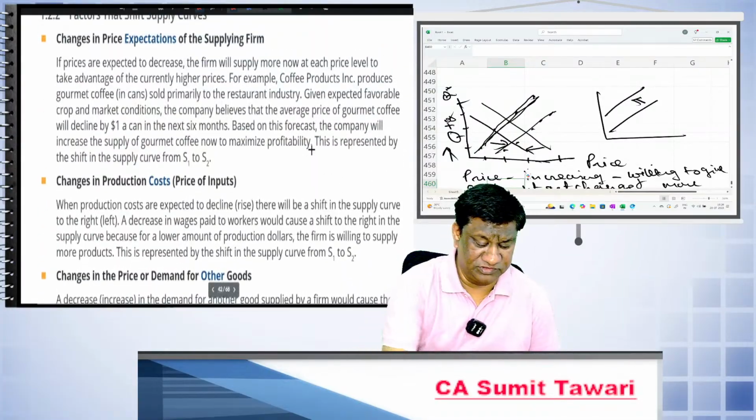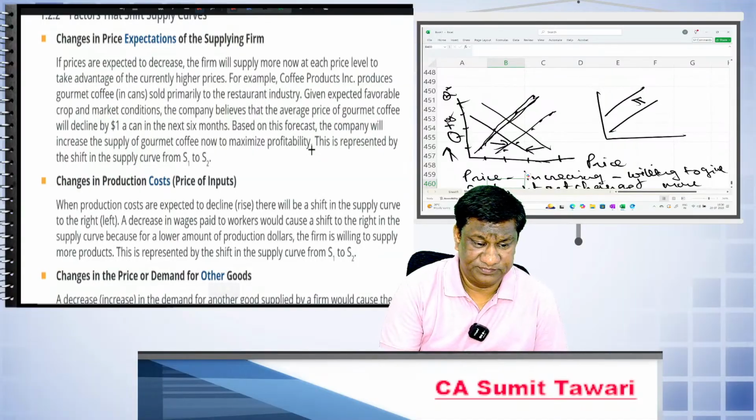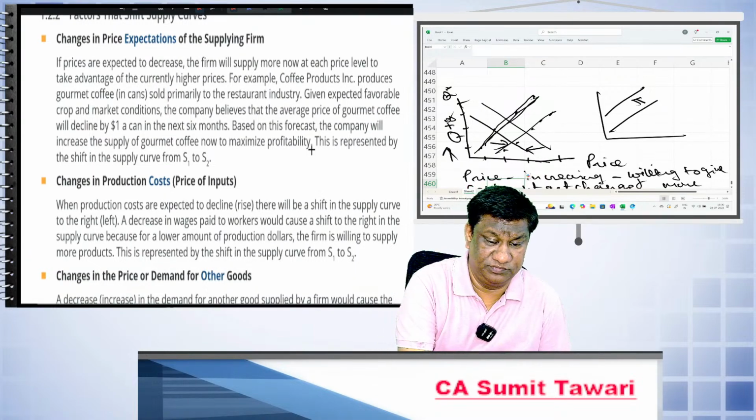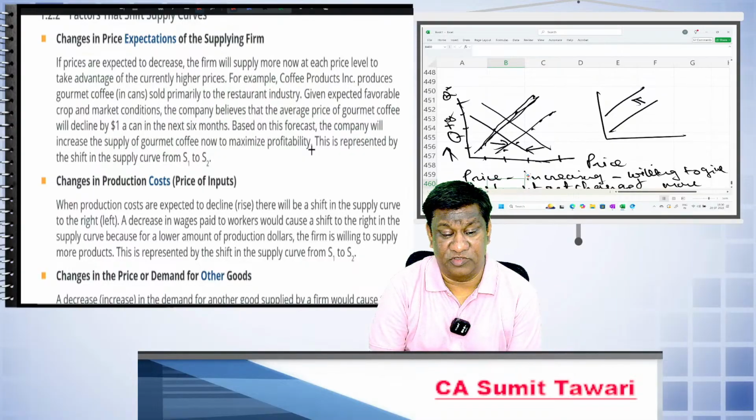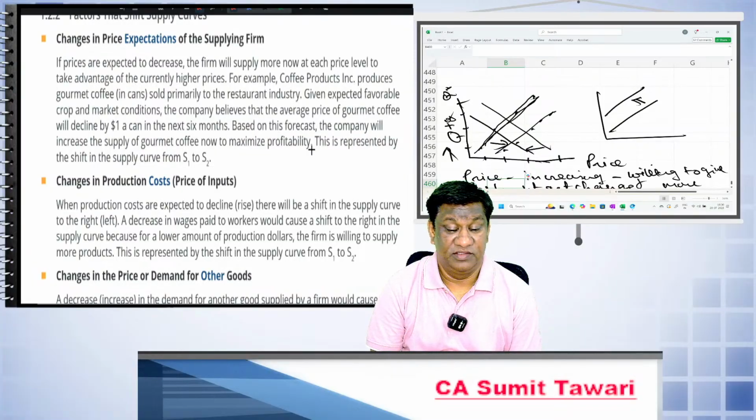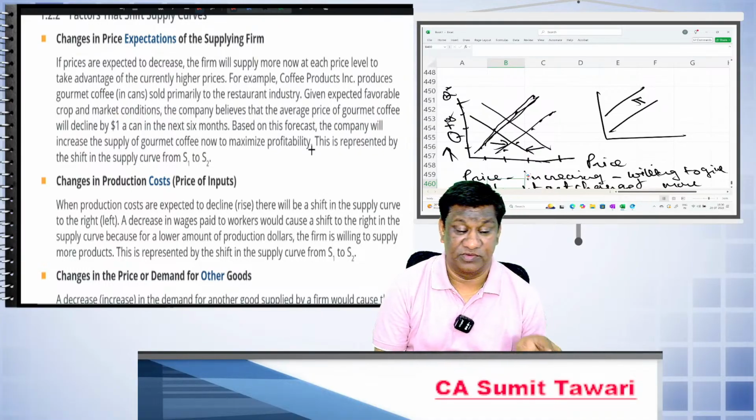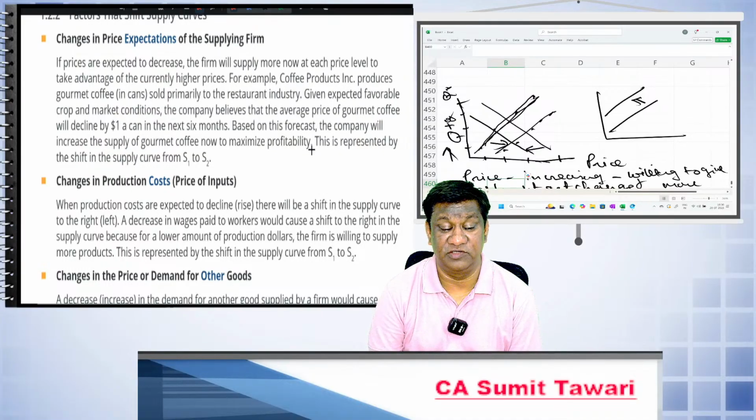Are you able to get me? It means you need to understand this example as well. The company believes that the average price of the gourmet coffee will decline by $1. Because of a good market situation, there may be a chance that the prices of the gourmet coffee may decrease. To maximize the profit, if the cost is the same, it is better to sell today.